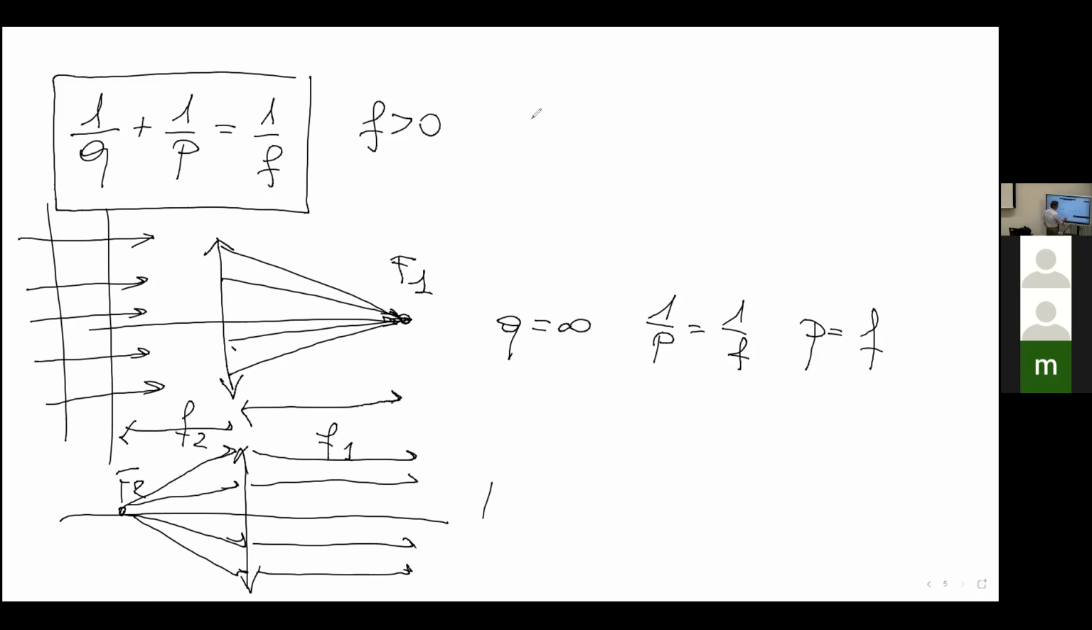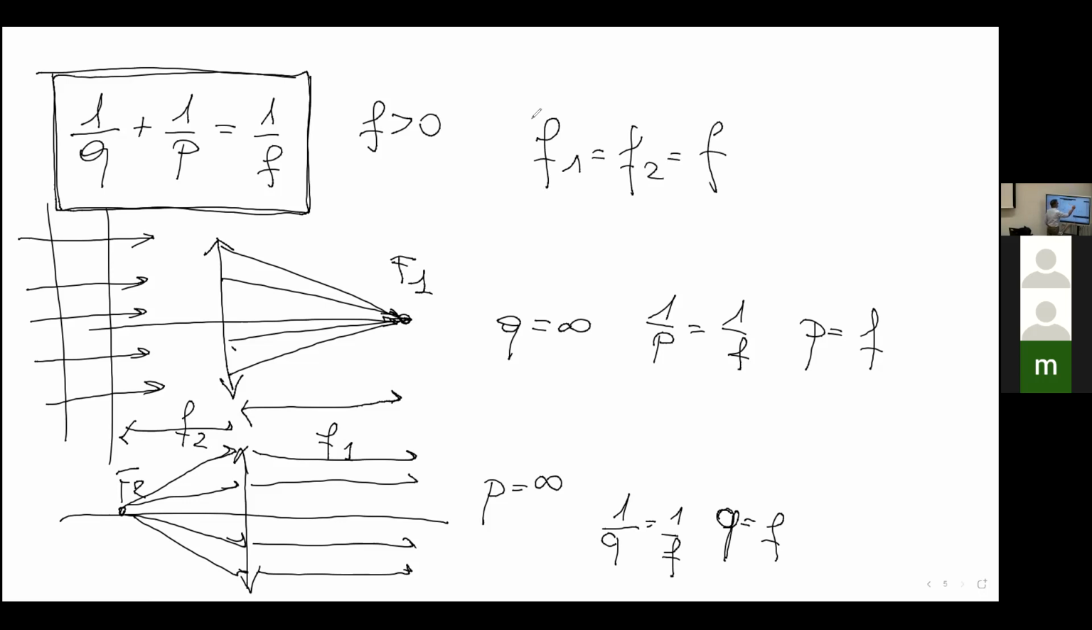And you discover that if you put P equal to infinite, given that this equation here is symmetric with respect to Q and P, the position of the point where you should put the source is exactly at a distance f. So in a thin lens, f1 is equal to f2 is equal to f. In a thin lens, the two foci are at the same distance.